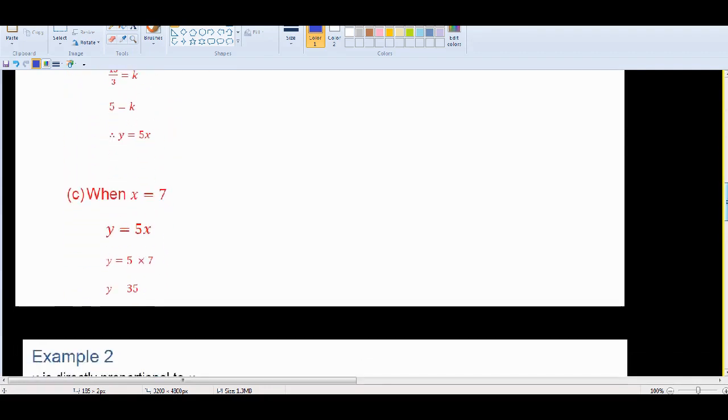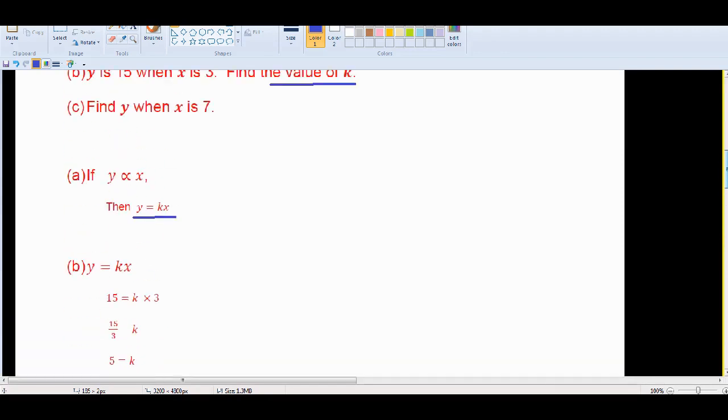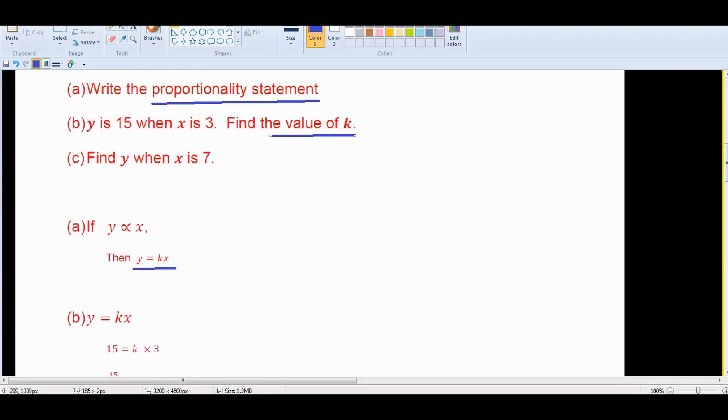Okay, right? Let's look at another situation. So part B, they give you x and y, and you are going to find k. Part C, you are going to find y when x is given.